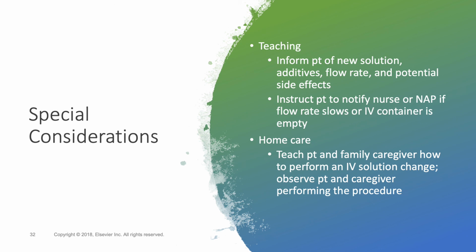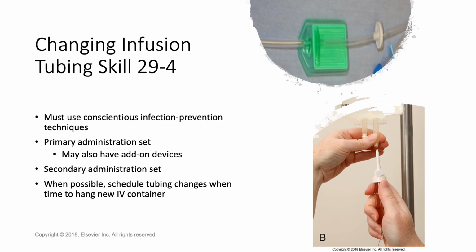Special considerations: teaching our patients if we're giving them a new solution, if there are any additives inside that solution, not to touch the pump, to call us if it's alarming, and not to change the rate. We would also remind them of specific changes in their position that might affect the flow rate. And then again, home care, we're just going to skip over that part. So changing the tubing is skill 29-4 in your textbook.